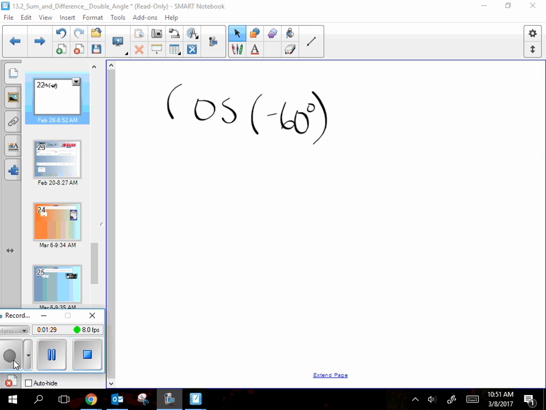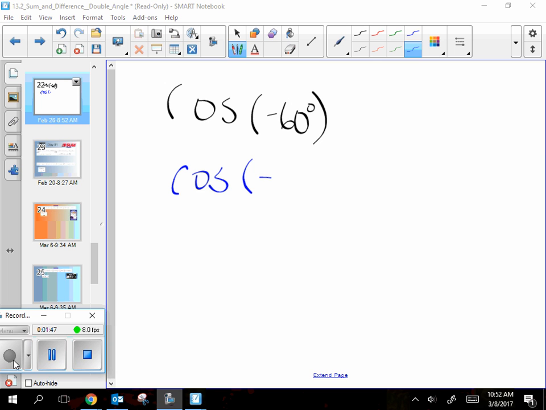Instead of actually drawing the circle, if they say use the odd-even identity, I would write down the odd-even identity that goes with it. So everybody write that one down, and then underneath it, we're going to write down the odd-even identity that goes with cosine. It says cosine of negative x would be equal to cosine of x. I showed you yesterday why this was true. I'm just going to briefly remind you.